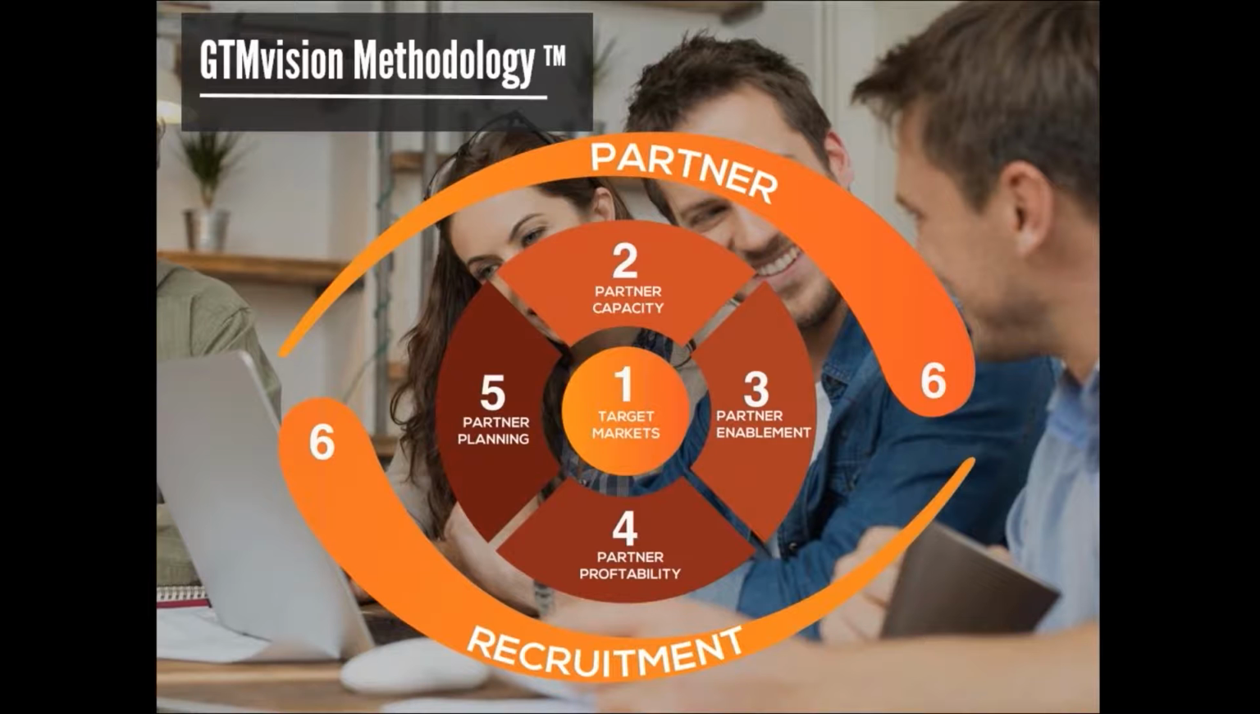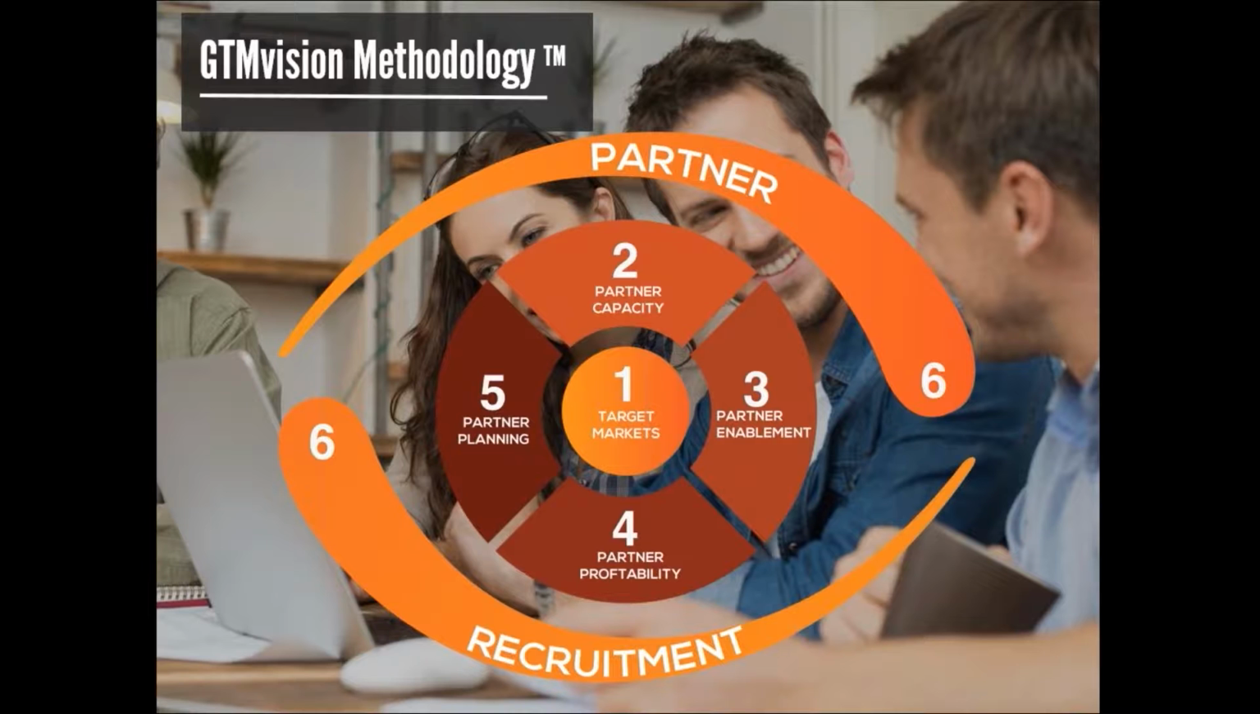Now, all vendors, no matter how large you are, cannot cover every single market segment or vertical. So there has to be a prioritization of what you want to target and where you're going to hit your number. Once you do that, then in step 2, you determine the capacity required.